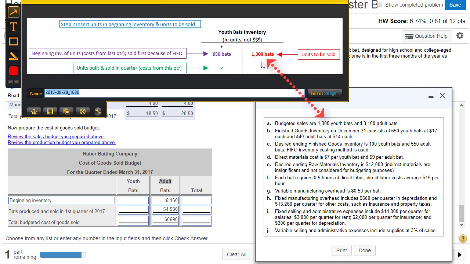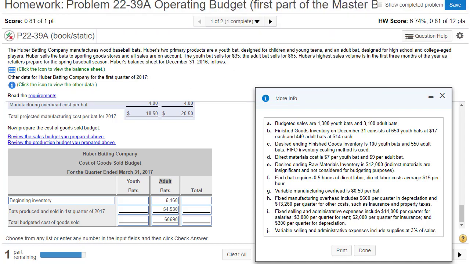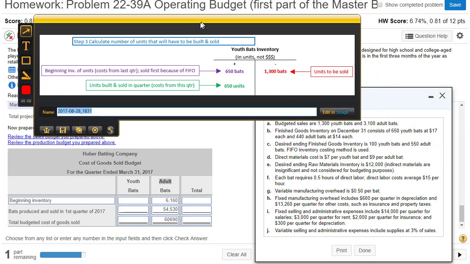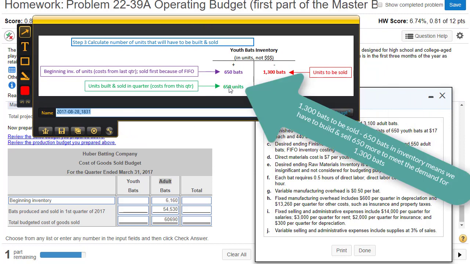We plan to sell 1,300 bats. We already have 650 in inventory, so how many more are we going to have to build and sell to match the demand of 1,300? Well, you just take 1,300 bats sold minus the 650 in beginning inventory, which gives us 650 bats that we need to build and also sell. So our T-account now looks like this.